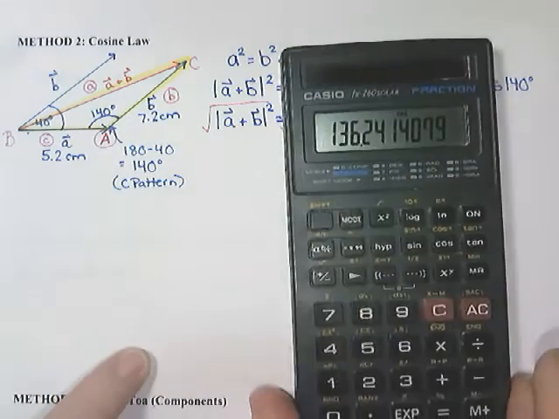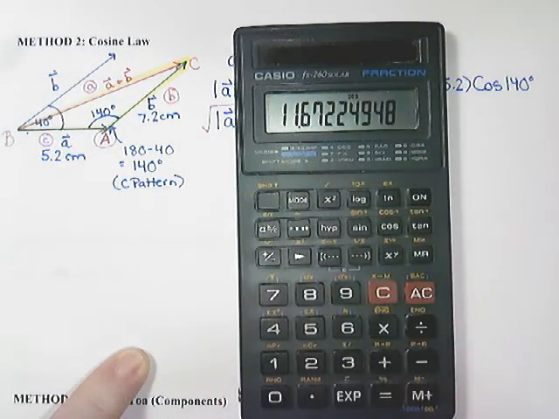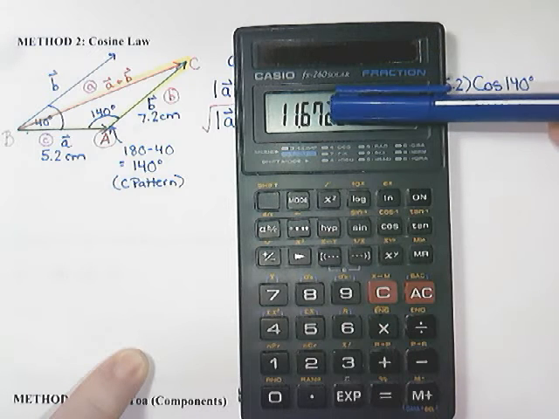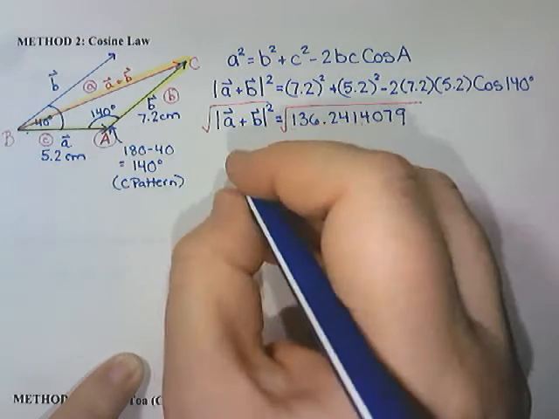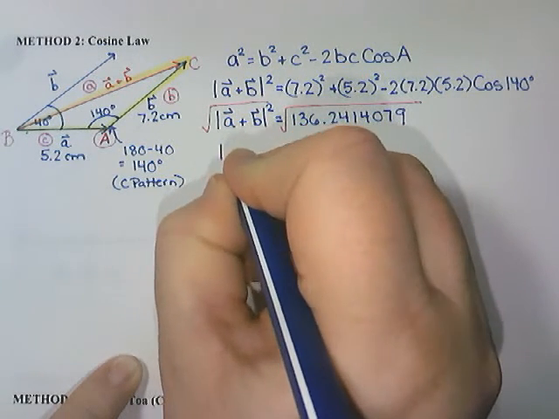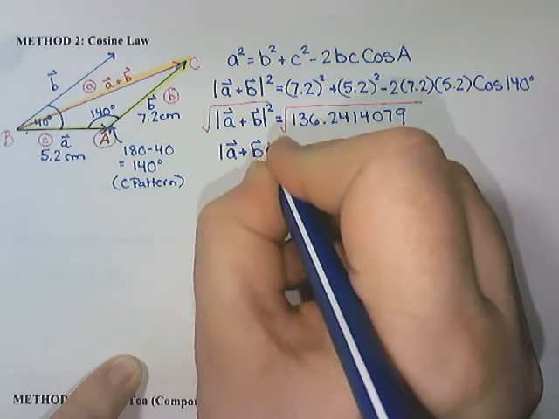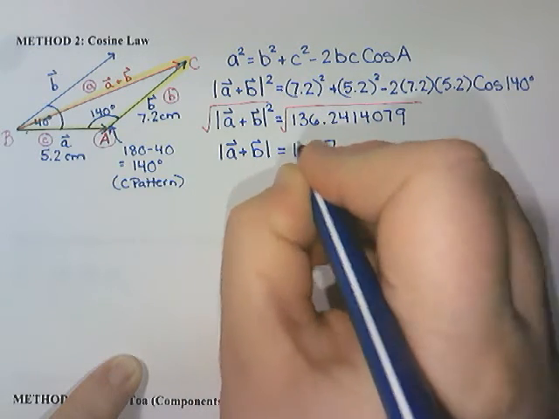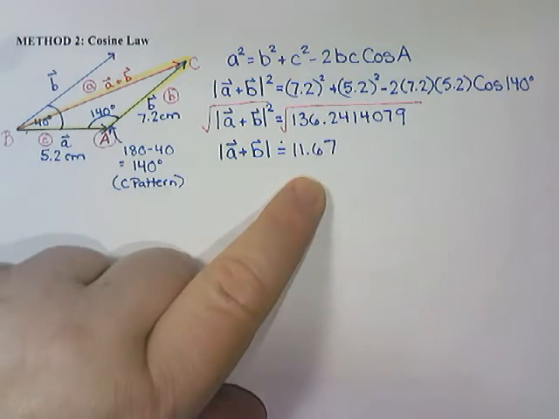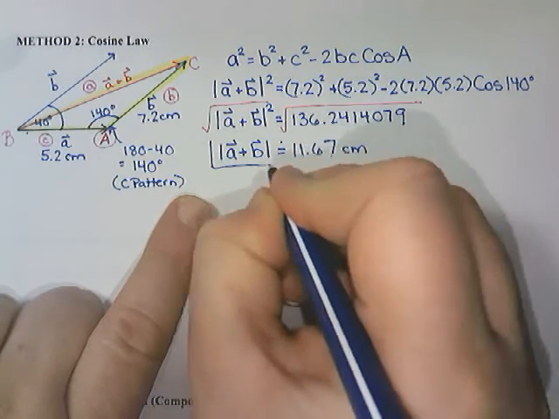Okay, I'm going to take this and I'm going to square root. And I get approximately 11.67. That's going to stay 11.67. Now, it didn't say in the question to round to 2 decimal places, and it should have. My apologies. So that is approximately 11.67 centimeters for the magnitude part.